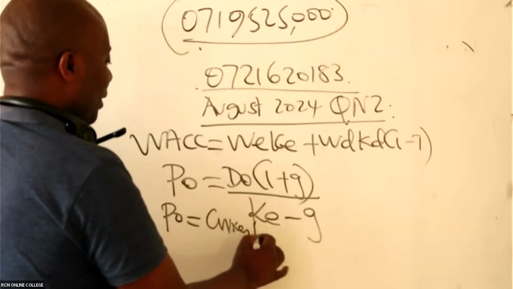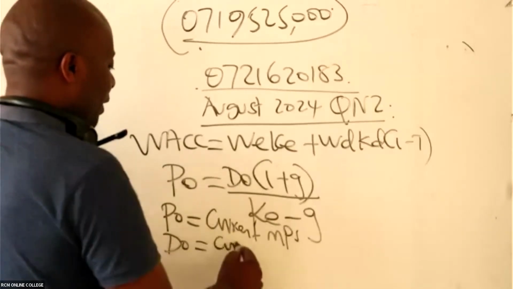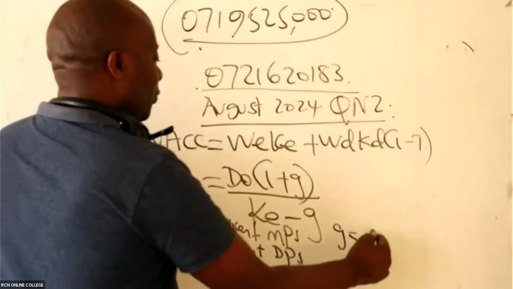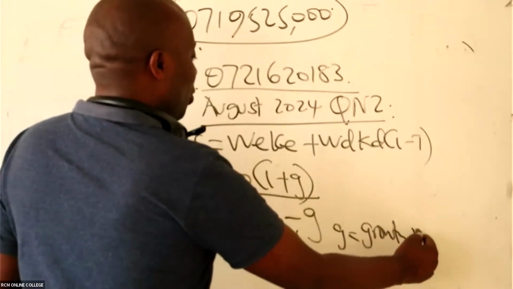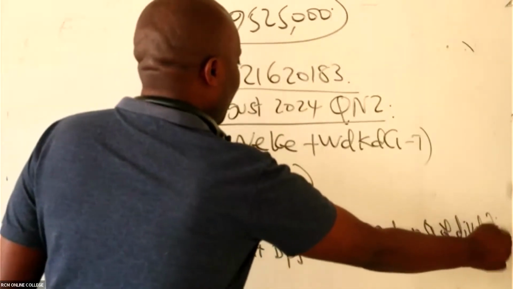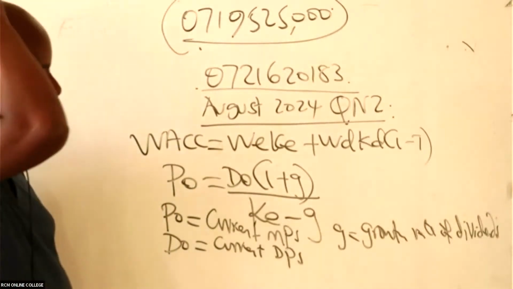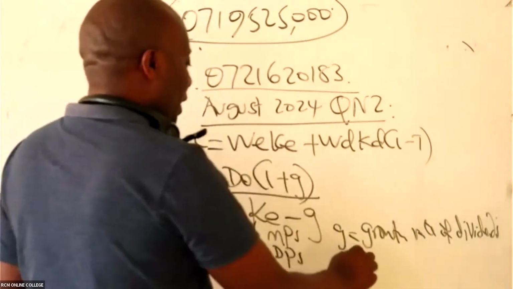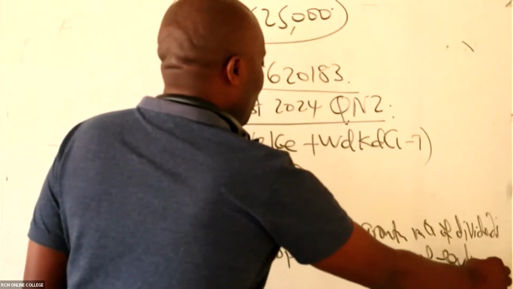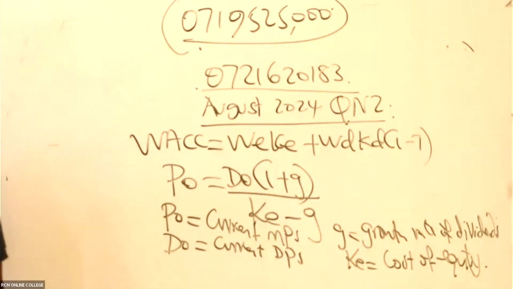D0 stands for current DPS. G stands for the growth rate of dividends. And Ke stands for cost of equity.